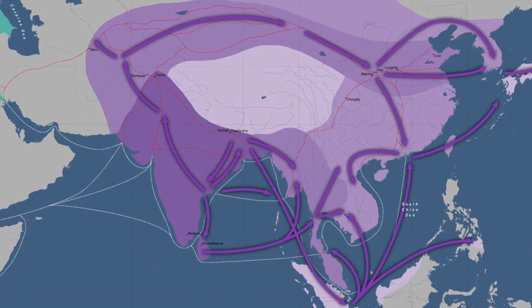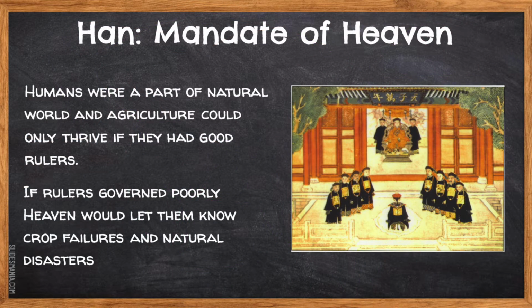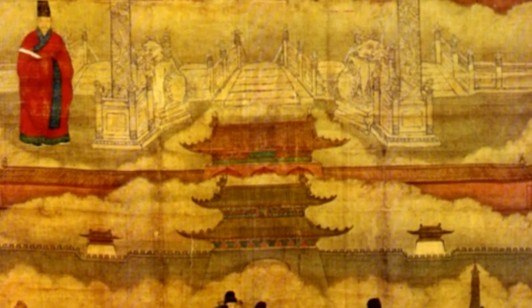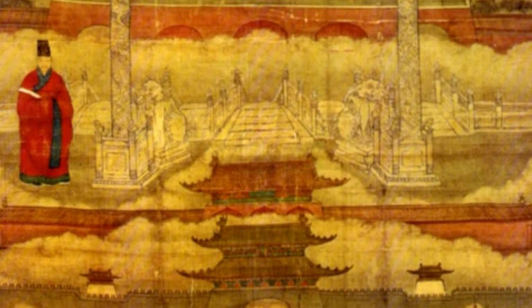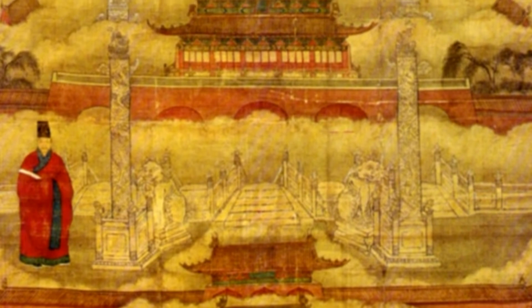And as these ideas of Confucianism, legalism, and Taoism spread throughout Asia, the Han emperors embraced the idea that humans were a part of the natural world and that agriculture and nature could only thrive if they were good rulers. And this is what's known as the Mandate of Heaven. And all of these ideas come together and they become the central idea of Han rule. This is the idea that emperors rule because they had fulfilled their ren, meaning their benevolent duty to their community.